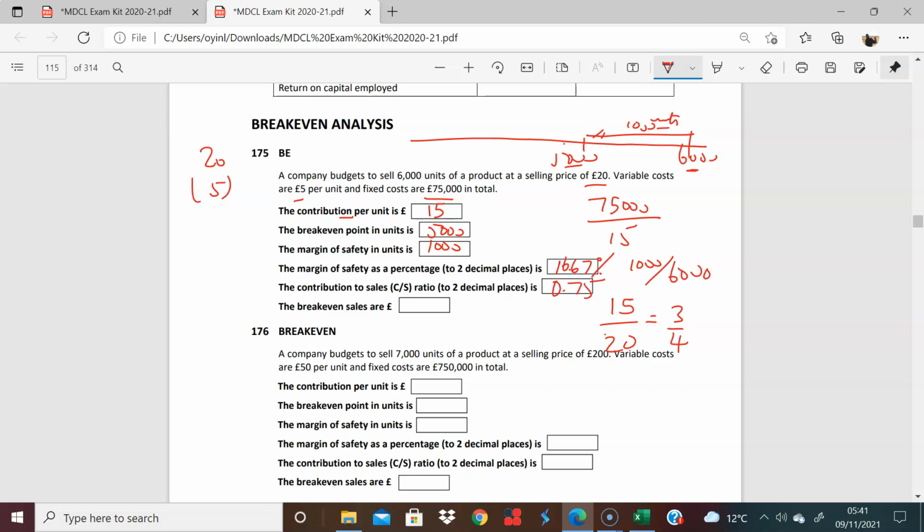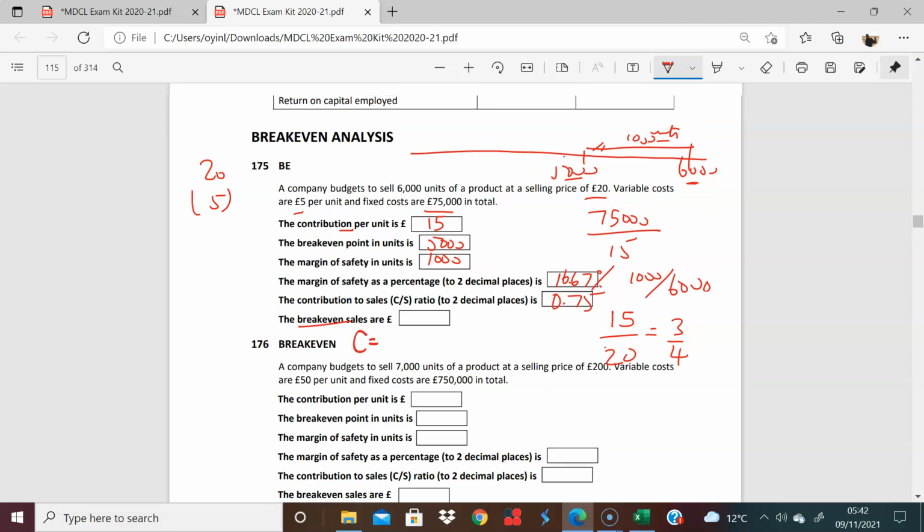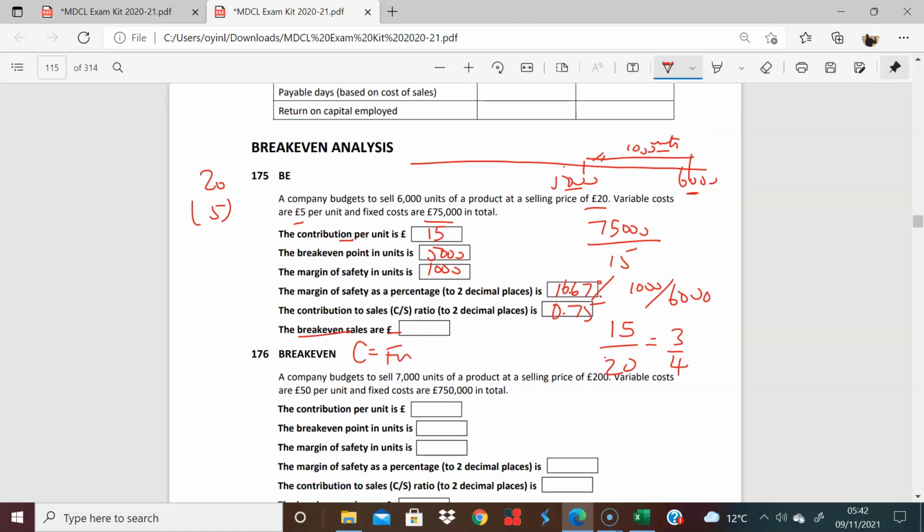Right. And your break-even sales, well, there are a number of ways of thinking about this. A simple way of thinking about it is like this. At break-even, your contribution is equal to your fixed cost. That's the key point, isn't it? Because at break-even, you're not making any profit. So your contribution at break even is equal to 75,000.